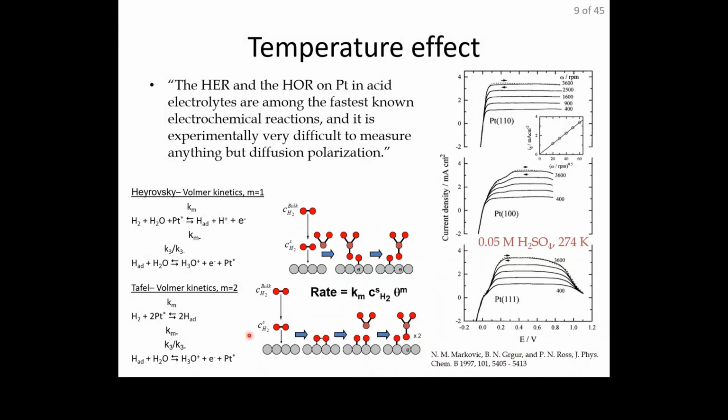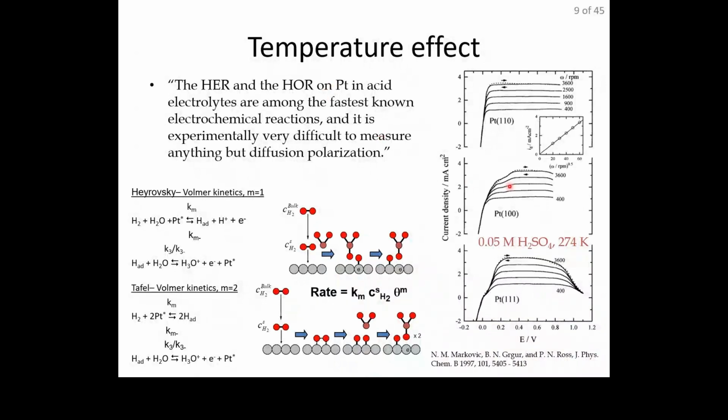Now, the comment from their paper is that the hydrogen evolution reaction and hydrogen oxidation reaction, that's what these two stand for, on platinum and acid electrolytes are among the fastest known electrochemical reactions, and it's experimentally very difficult to measure anything but diffusion polarization. What they're really saying there is the reactions happen so quickly that usually K naught is so fast that usually all you measure is KMT.